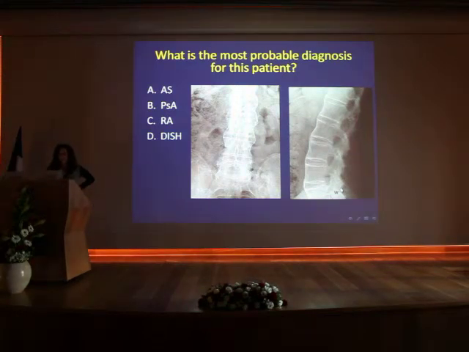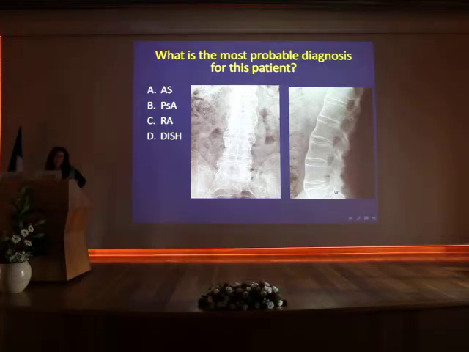What is the most formal diagnosis for this patient? Is it ankylosing spondylitis, psoriatic arthritis, rheumatoid arthritis, or DISH? What do you think? We see, of course, the syndesmophytes, and we see the syndesmophytes also on the AP, and we view that they are a little bit more horizontal. What do you think? Ankylosing spondylitis? Psoriatic arthritis? Rheumatoid? DISH?